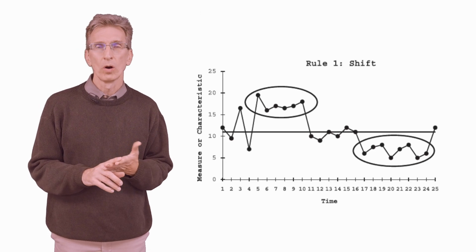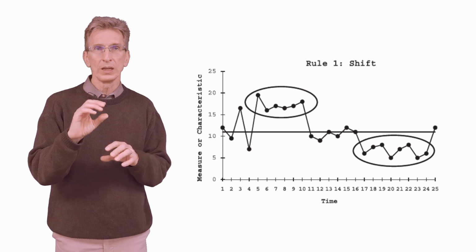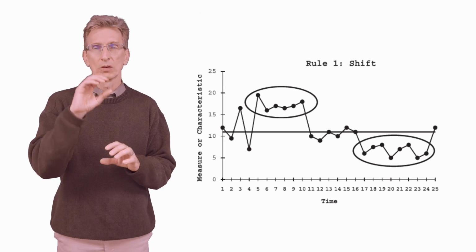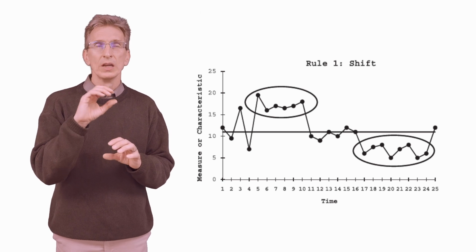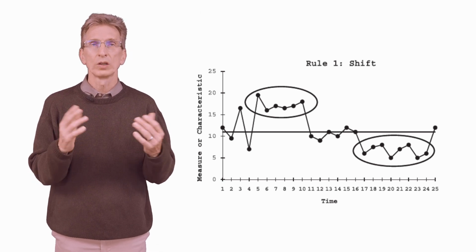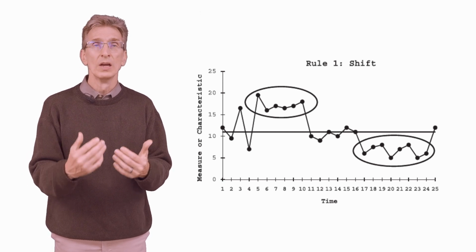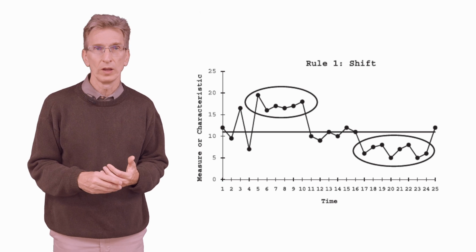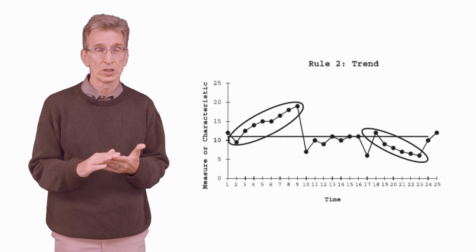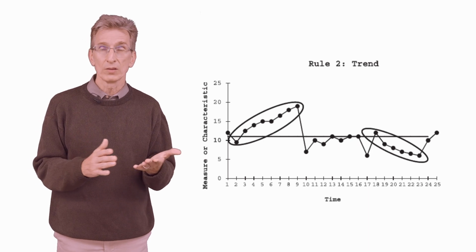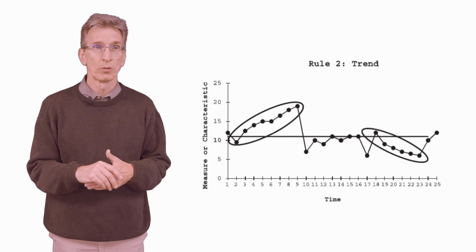Run chart rule number 1 is a shift. If you have 6 or more consecutive points, all above or all below the median, you can ignore items that are on the median, but if you have 6 or more above or below, you can conclude that something has occurred in your project that drove the performance one way or the other. Rule number 2 is a trend. If you have 5 or more consecutive points all increasing or decreasing, you can conclude that something has impacted your project and caused some kind of change in your performance.